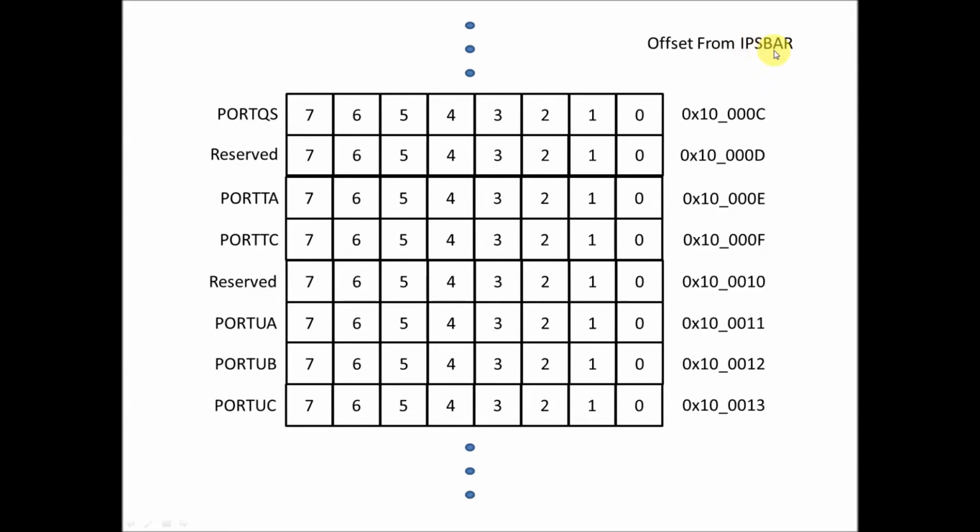But just know that IPS bar is set to 400_000, right? So these offsets are basically the mapping from the start of IPS bar, where the peripheral system starts on the processor. So these are our addresses. To find the actual total address, we just take the number that's given in the memory map and add it to 4000000.